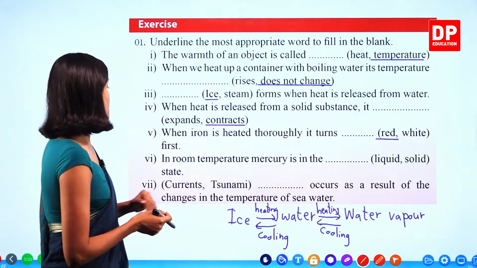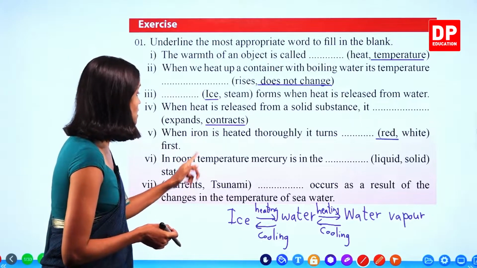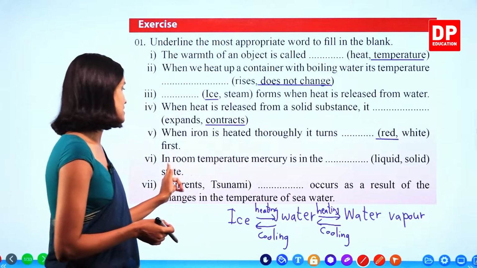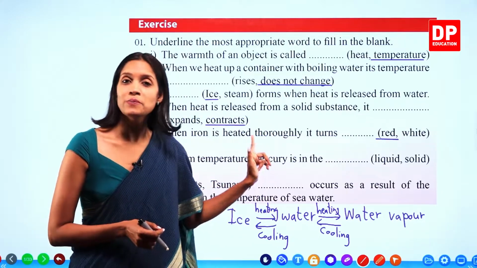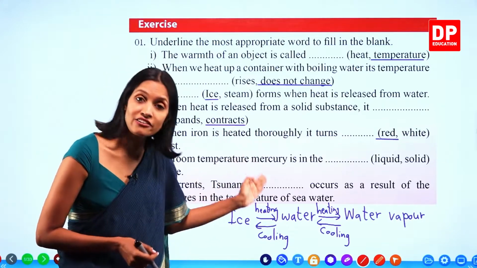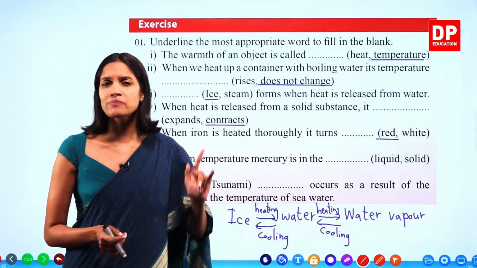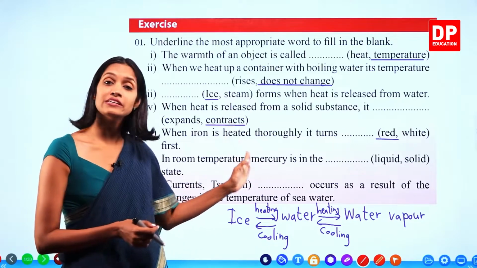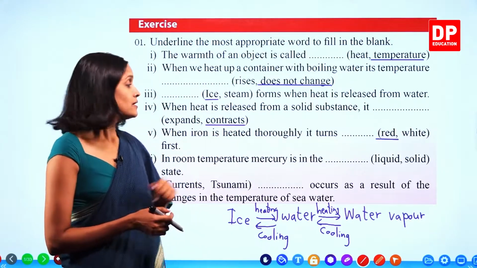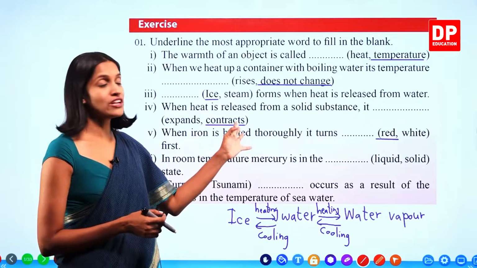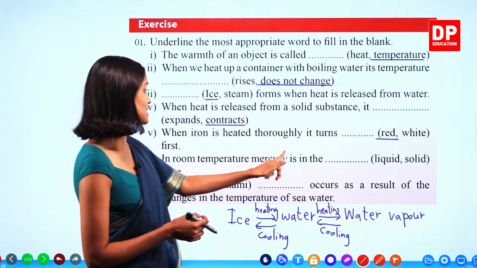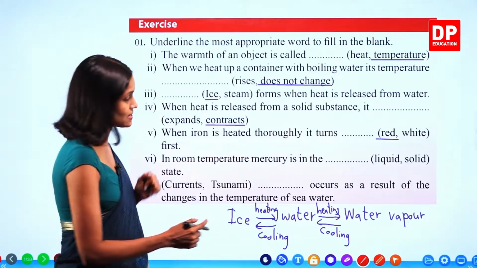Number 6. In room temperature, mercury is in the liquid or solid state. What is mercury? Mercury is a metal. Not only a metal, it is a liquid metal. Do you remember we learned about mercury? That mercury is used to fill the thermometer bulbs. Okay? So it is a liquid metal. Okay? So in room temperature, mercury is in the liquid state.